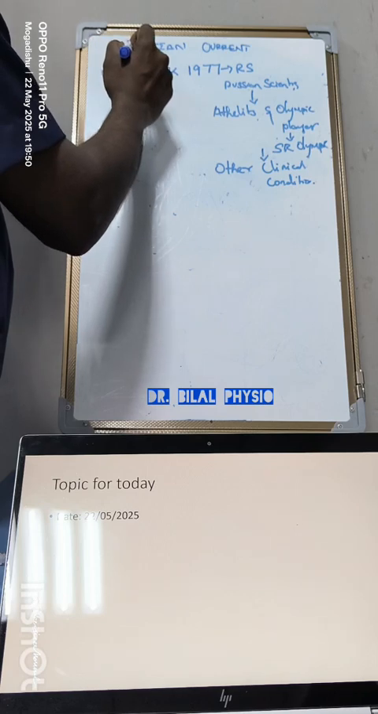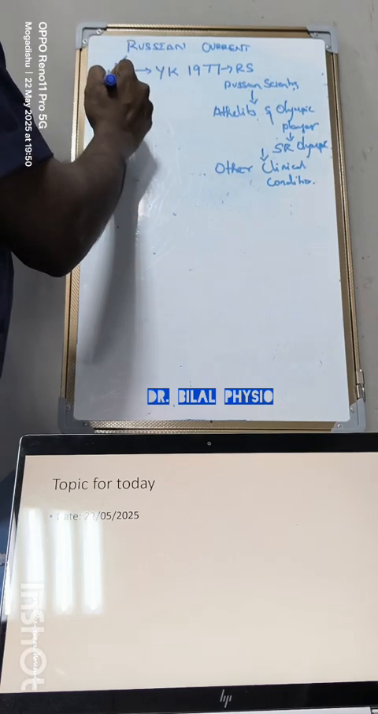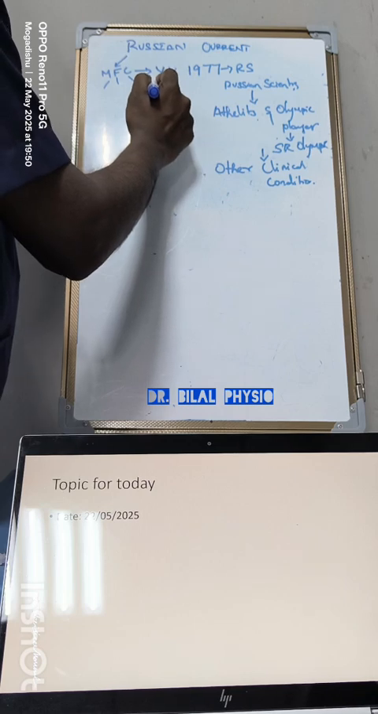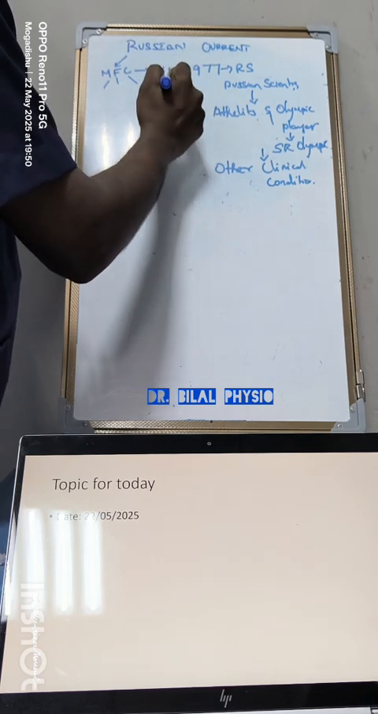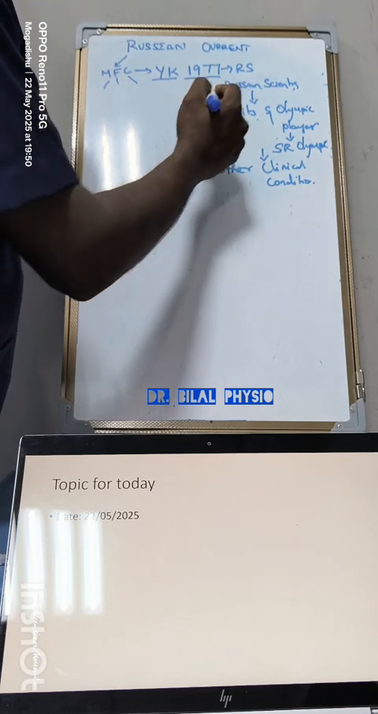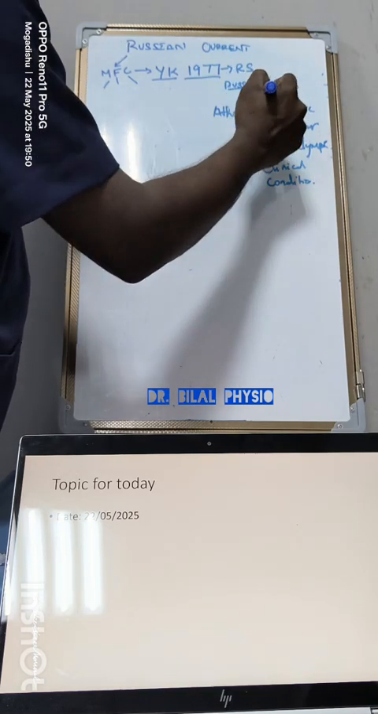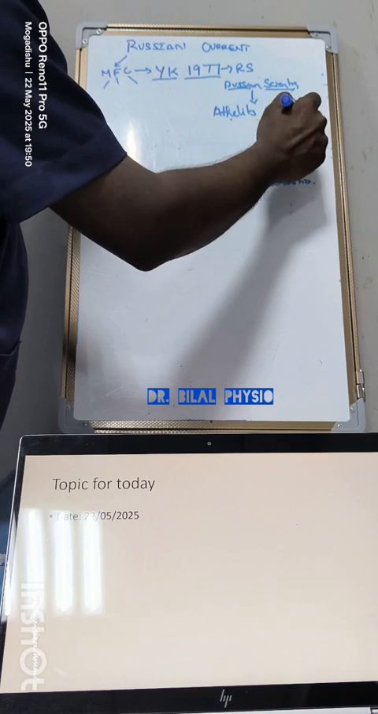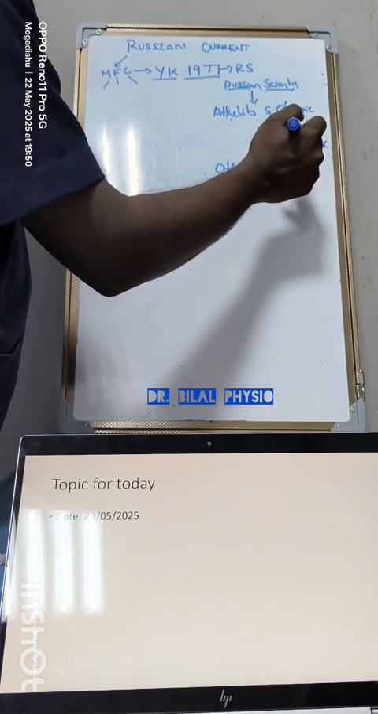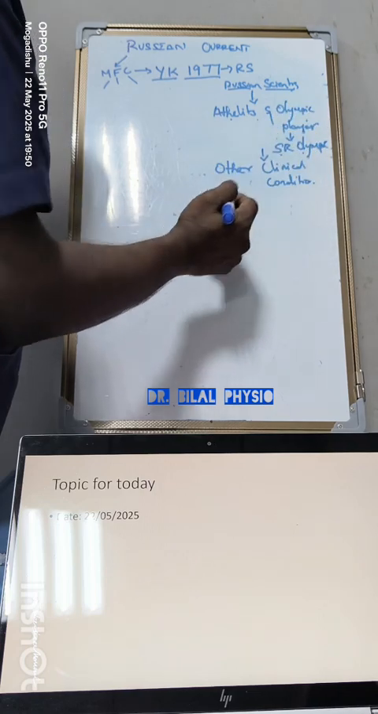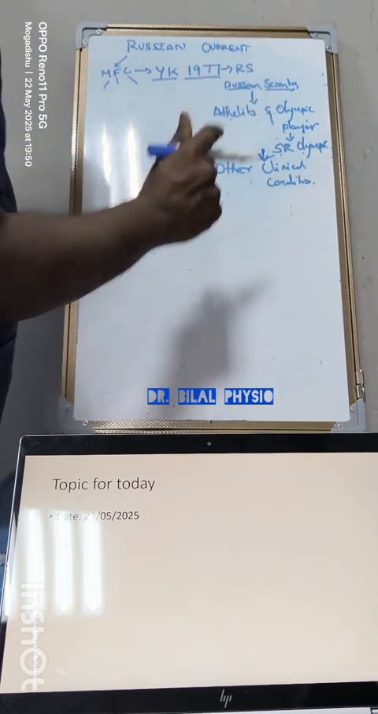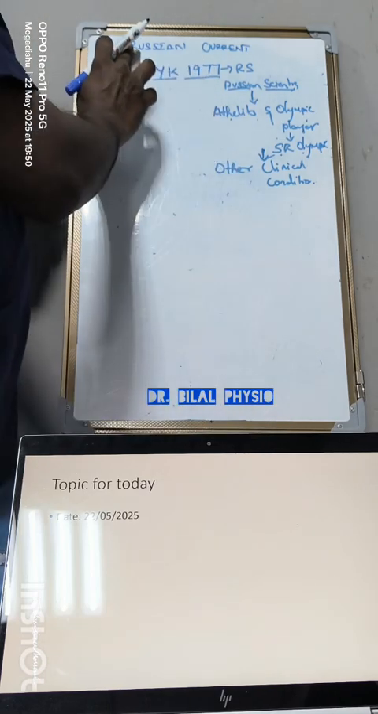Okay, so the Russian current is a medium frequency current. This current was discovered and developed by Yakov Kots in 1977. Initially, this Russian current has been applied for athletes and Olympic players who participated in the Soviet Republic Olympic teams, and later this has been applied for other clinical conditions.